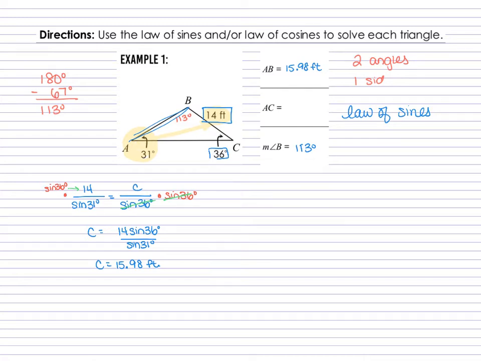All right, so I'm going to do exactly the same thing to solve for the other side that we're missing, which is AC over here, which is across from side B, so it's going to be side B. So same thing, I'm going to use that same ratio that I started with because it's essentially what I was given. I always want to use the information I'm given if I can. So I'm going to start with 14 over the sine of 31 degrees equals B over the sine of 113 degrees. To solve for B, I'm going to do the same thing that I did to solve for C. I'm going to multiply both sides by the sine of 113 degrees.